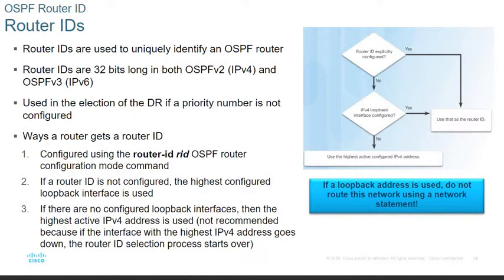Configured using the router-id OSPF router configuration mode command. 2. If a router ID is not configured, the highest configured loopback interface is used. 3. If there are no configured loopback interfaces, then the highest active IPv4 address is used. Not recommended, because if the interface with the highest IPv4 address goes down, the router ID selection process starts over. If a loopback address is used, do not route this network using a network statement.